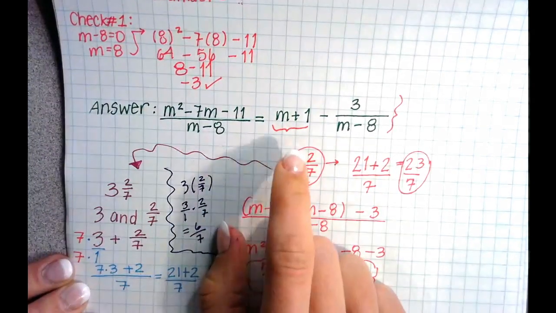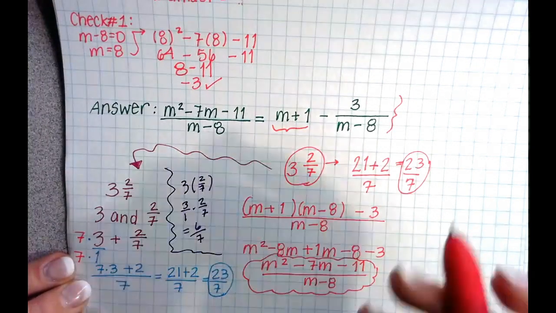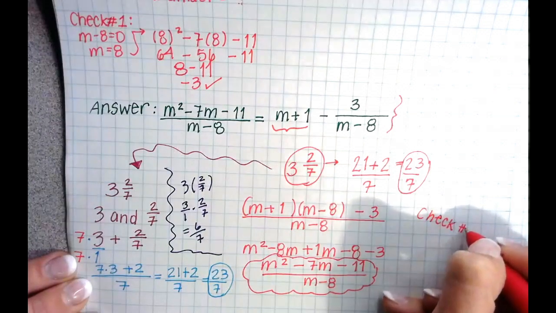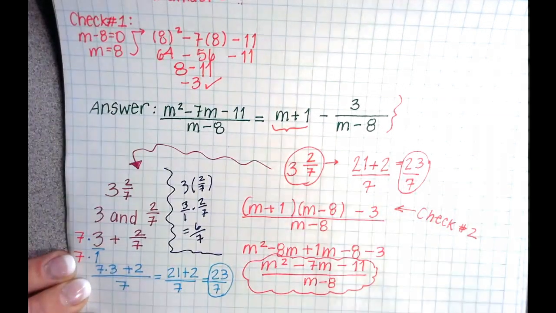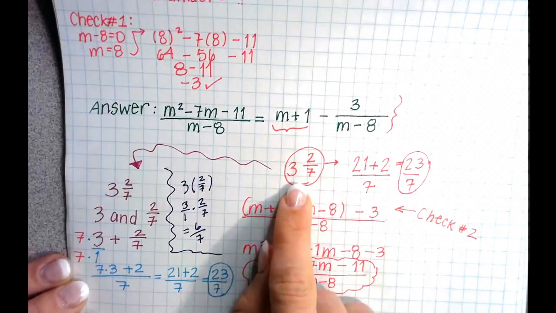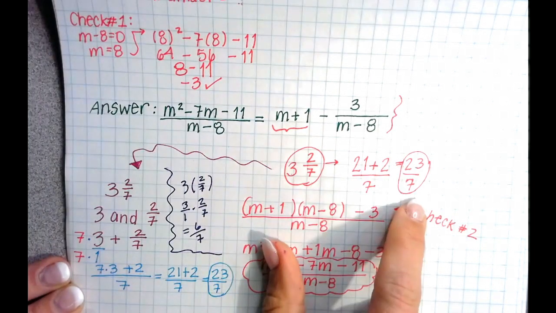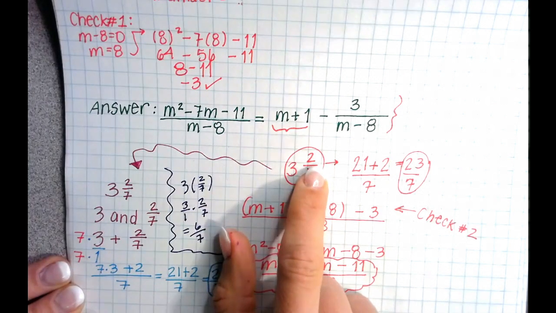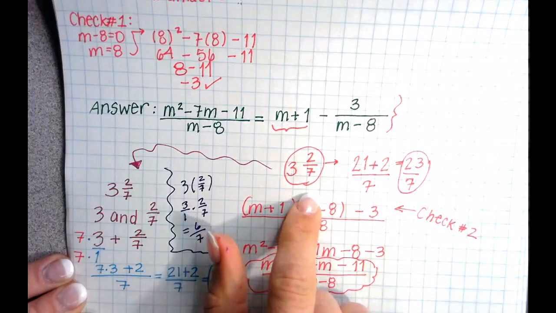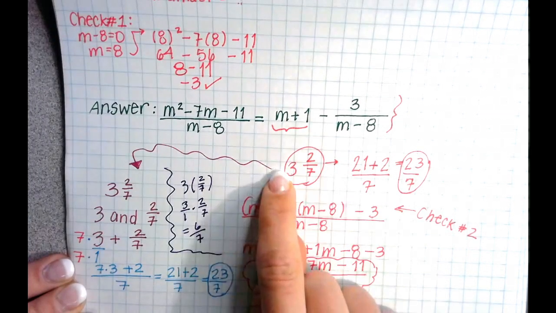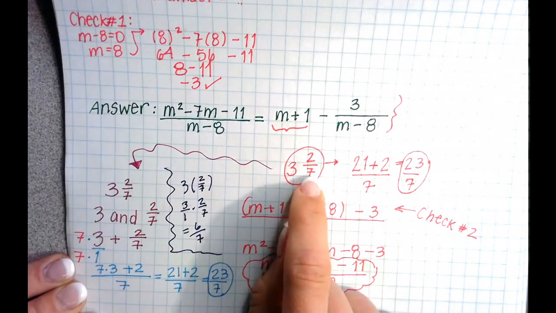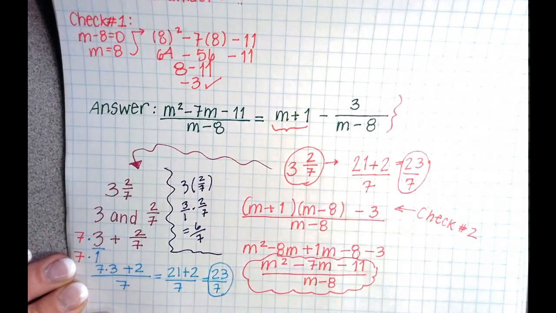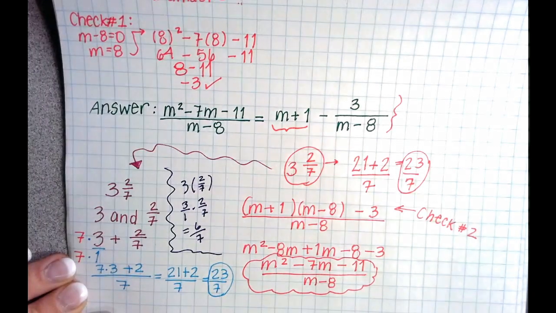Another way to check, this is going to be what I'll call check option number 2. Check number 2 has to do with the elementary school style of changing a mixed number into an improper fraction. So when you were in elementary school, you learned that you had to do 3 times 7 plus 2 over 7 to change this mixed number into an improper fraction. 3 times 7 was 21 plus 2, 23. 23 over 7, that's my improper. Now what does this really mean?